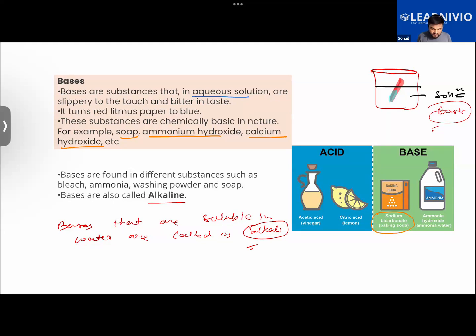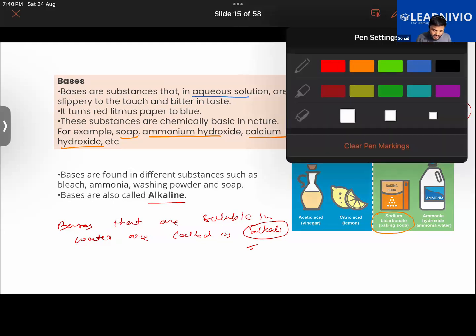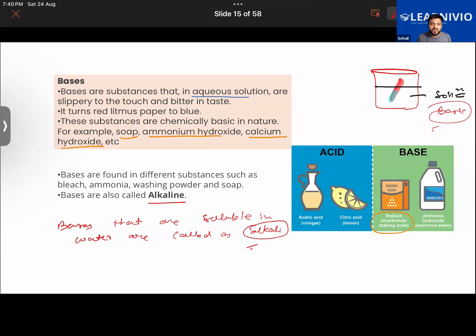Furthermore, an important thing which I said: all alkalis are bases, but all bases are not alkalis. So let us understand what this statement means. In fact, we did discuss this in the previous class. See, there are only some bases which are soluble in water, so we call them alkali.